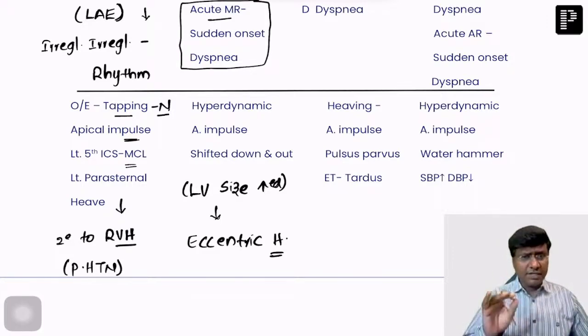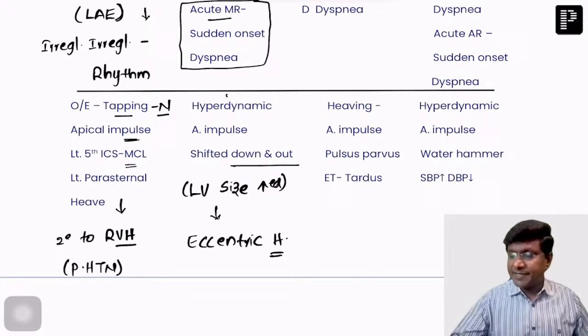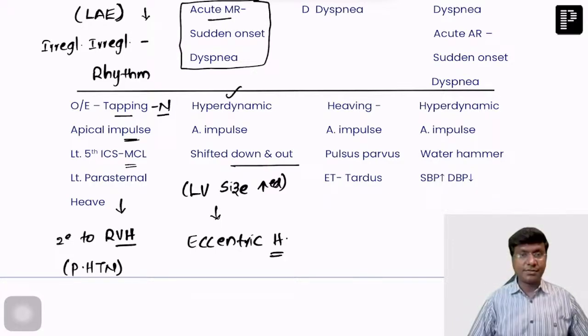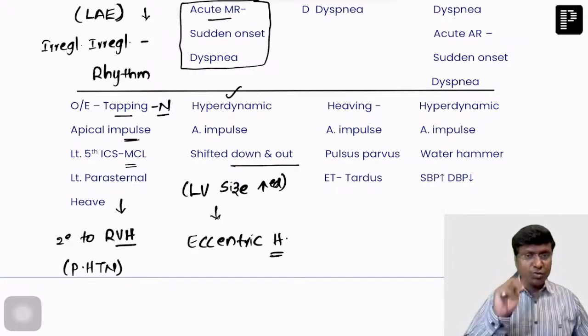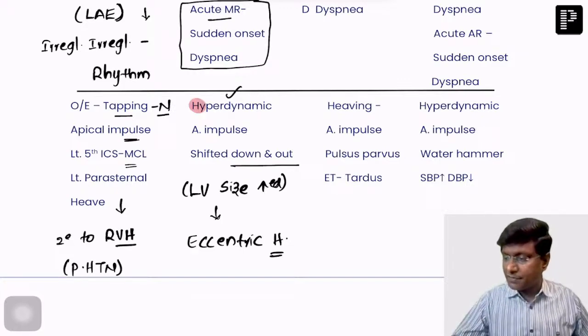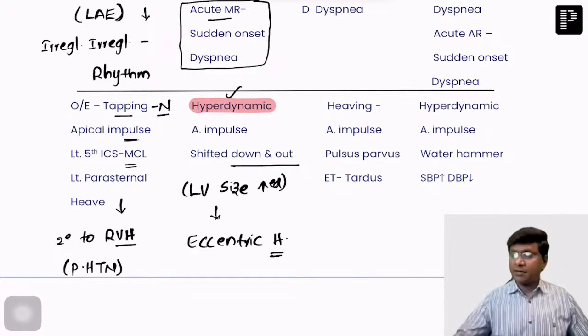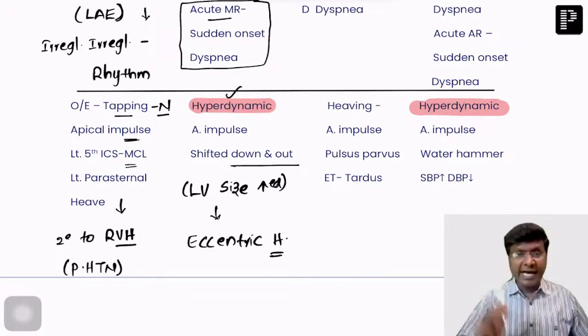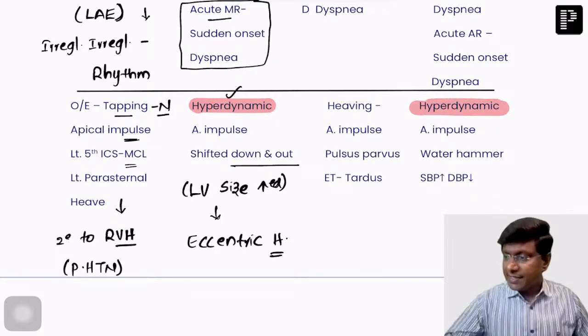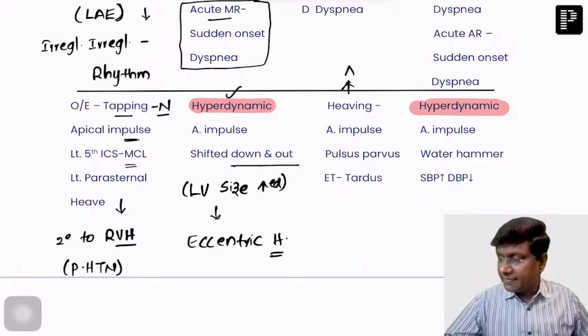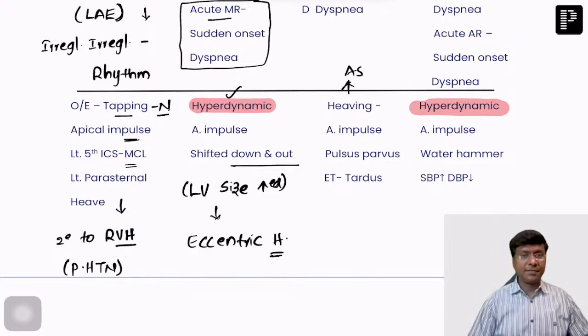So the apical impulse is shifted down and out. And the type of apical impulse is hyperdynamic. Hyperdynamic you have in two conditions: one, in case of MR, and even in AR you will have a hyperdynamic type of apical impulse. Whereas in AS, it is the heaving type of apical impulse, right? So this is about the apical impulse.